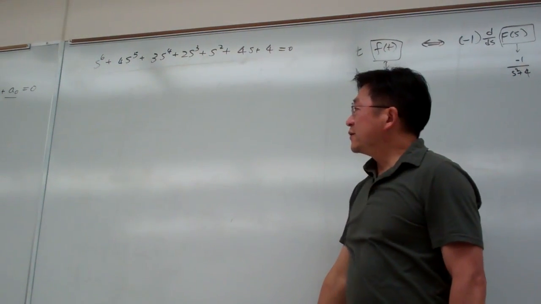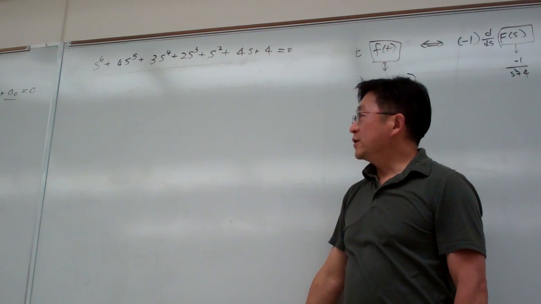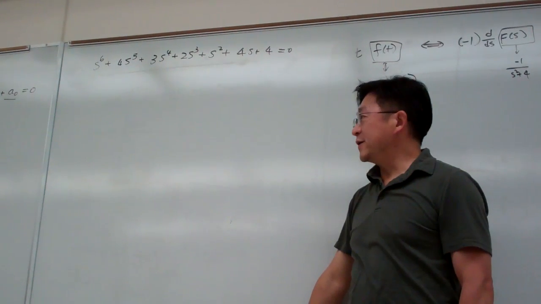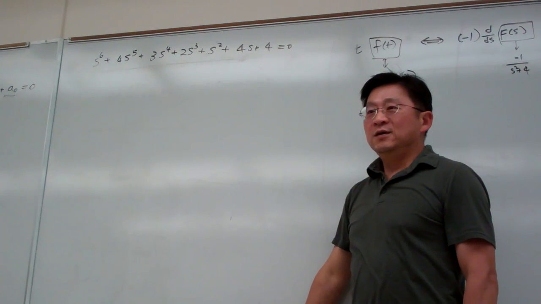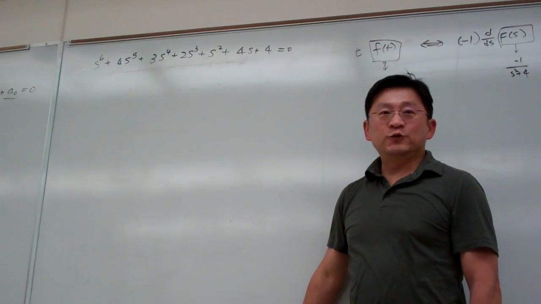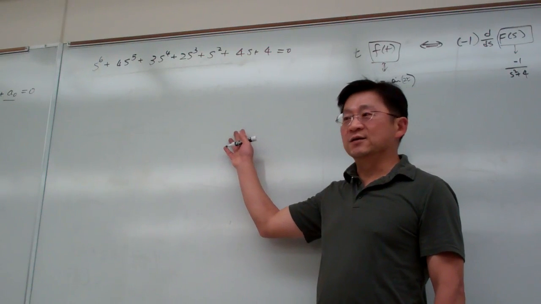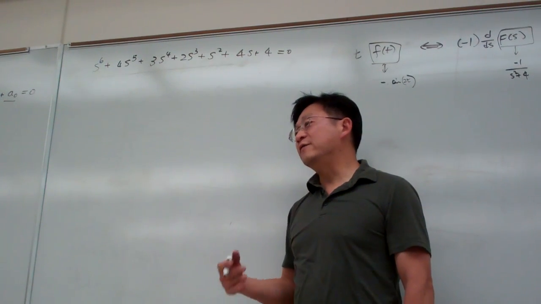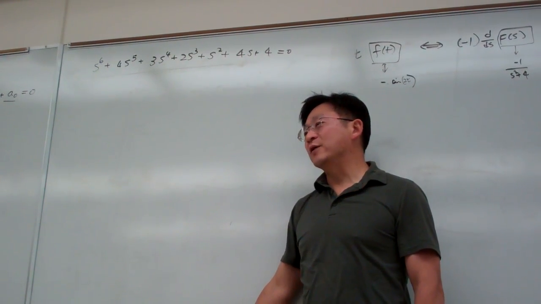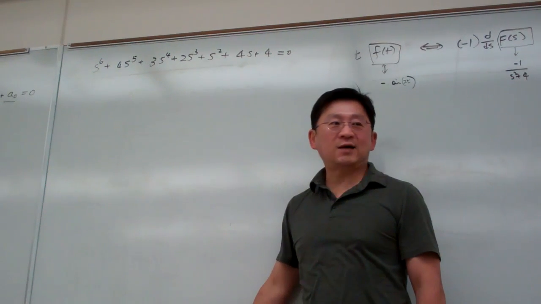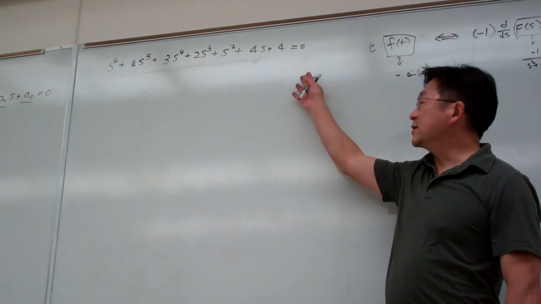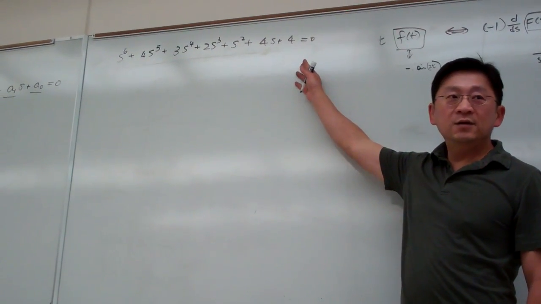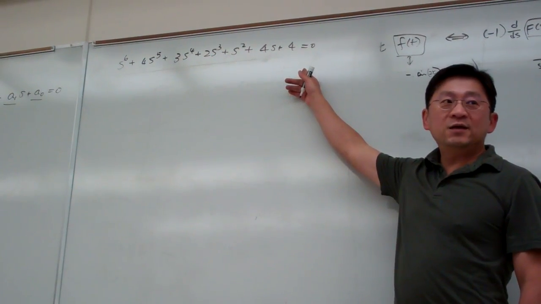You don't need to apply the Routh-Hurwitz criterion every time if you are able to directly calculate the roots. If you are able to calculate the roots, then you can tell right away whether the system is stable or not. But sometimes the characteristic equation is of a higher degree, like this.